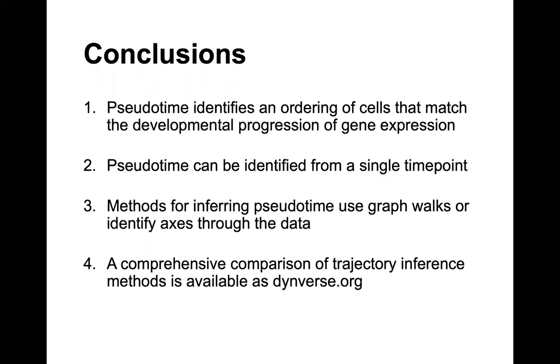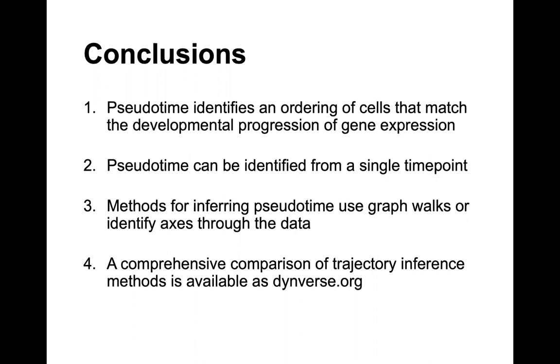With that, I'm going to end the pseudotime inference section of the lecture today. The key takeaways from here are that pseudotime and trajectory inference aim to identify an ordering of cells that matches some developmental or intrinsic progression.